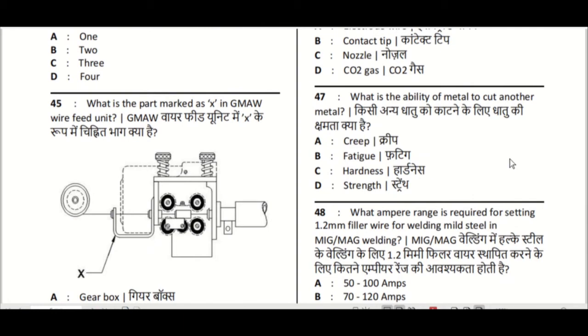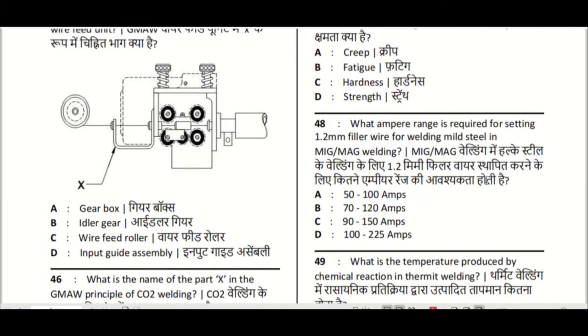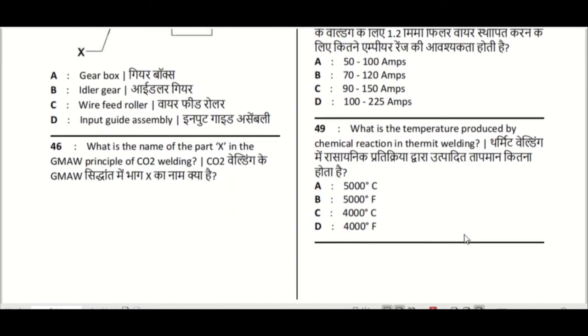What is the ability of the metal to cut another metal? The ability of a metal to penetrate another metal or cut another metal is known as hardness. It's a hardness property. What ampere range is required for setting 1.2 mm filler wire for welding mild steel? The ampere for 1.2 filler wire for welding mild steel is 100 to 225 amps.